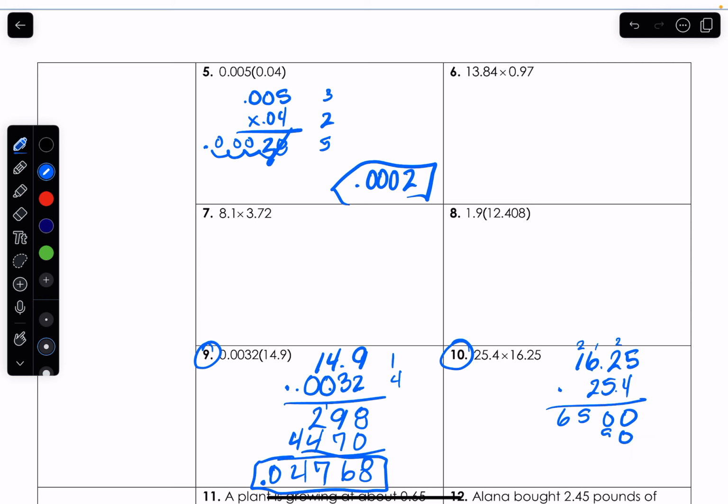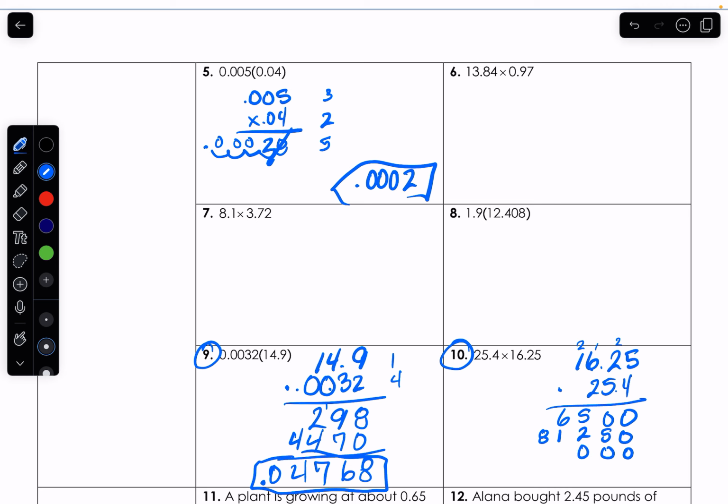5 times 5 is 25. 5 times 2 is 10, plus 2 is 12. Carry the 1. 5 times 6 plus 1 is 31. Carry the 3. 5 times 1 is 5, plus 3 is 8. Drop 2 zeros this time.